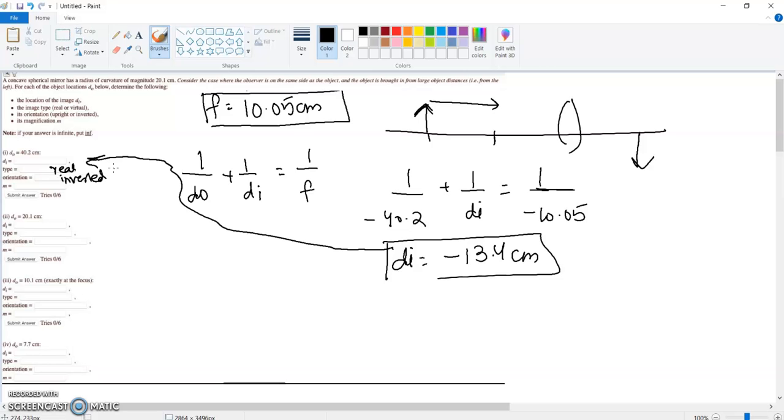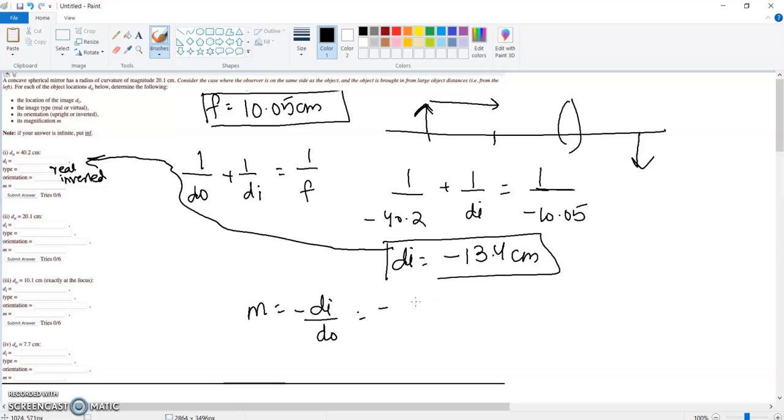Last but not the least, we have to calculate the magnification factor. For the magnification factor, we know that m can be calculated with the height of the object and the image, or the distance of the object and the image. In this question, we are only given the distance. So I'm going to use the same formula, which is distance of image over distance of object.